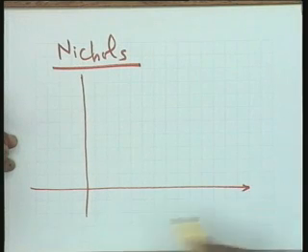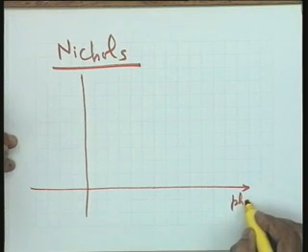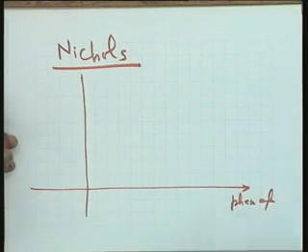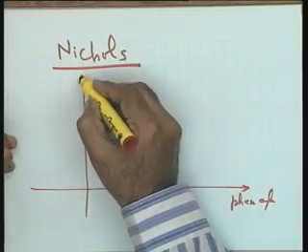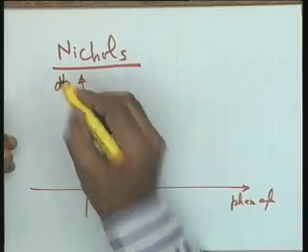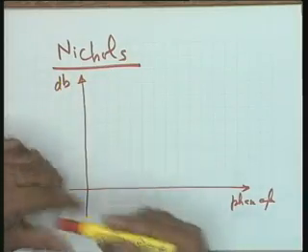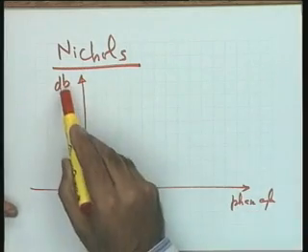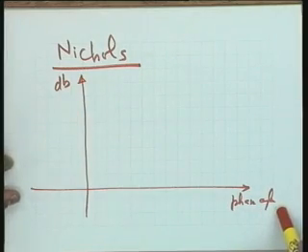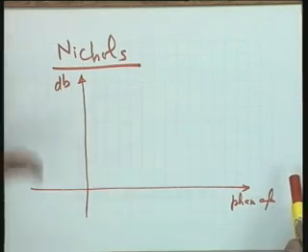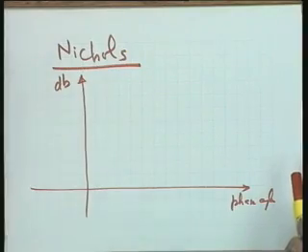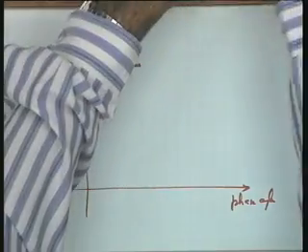On this axis you take phase angle, see alternative presentation of data, phase angle, and on this side you take dB. This sort of plot, phase angle and dB of the constant M circles, is nothing but the Nichols chart. How do I do it? I will take a vector and show you.